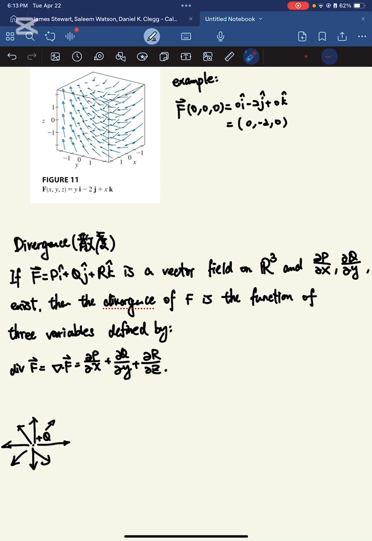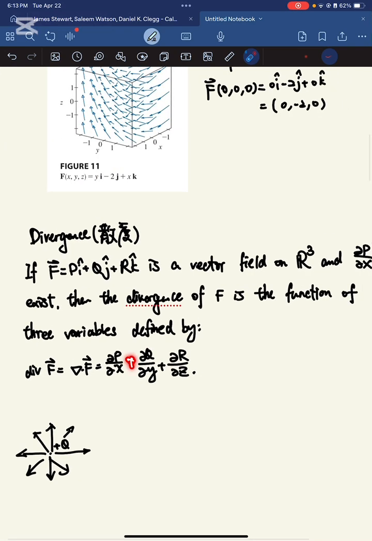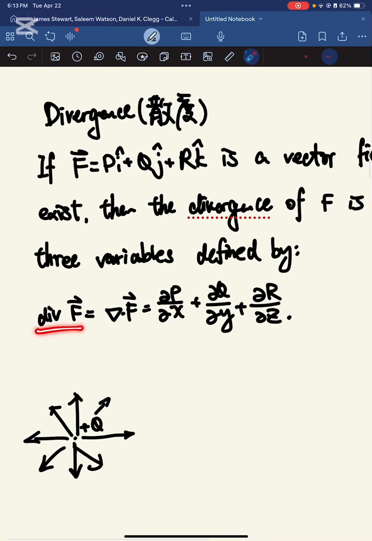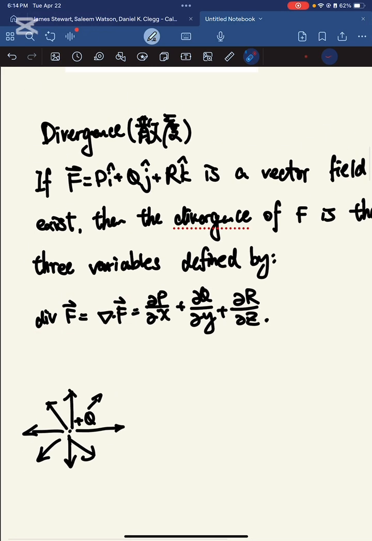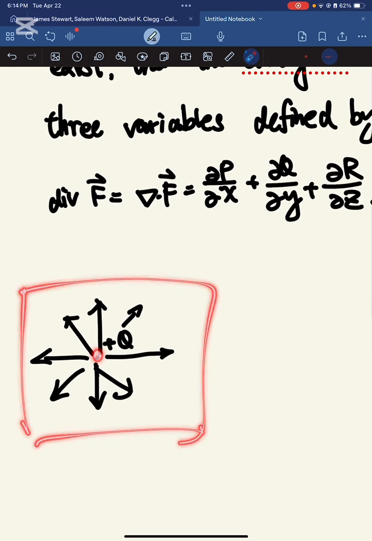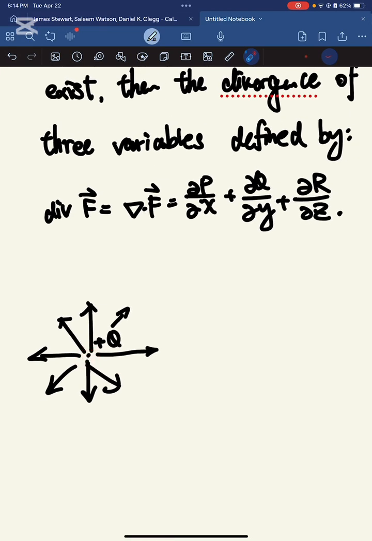This F is a vector, and the divergence is a scalar function, which we get by adding up the partial derivatives. We can write it as div F, or we can use the del operator and add up these partials. For this diagram, if we have a charge flowing out, we can take the divergence, and we'll find that at this point, if this is the origin, the divergence will be positive.